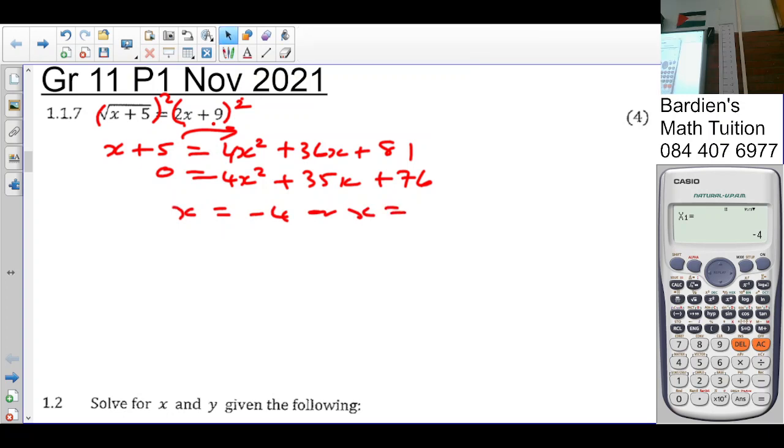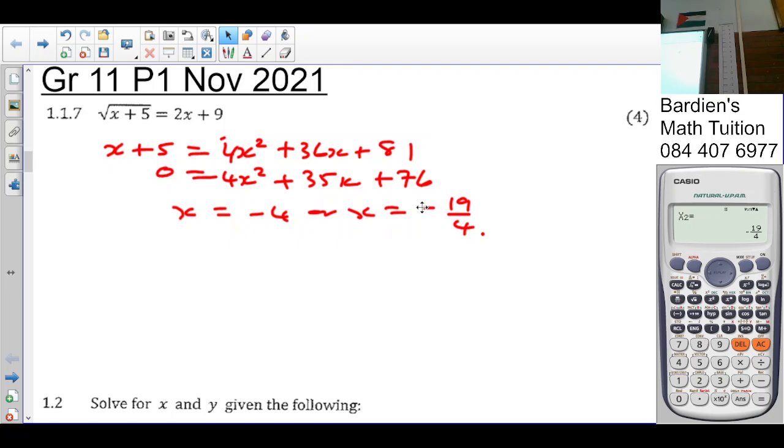Do we need to show the substitution into the quadratic formula at this point? No, we don't have to. The only point you need to show it is in question 1. Okay. Is that the end of the story? No. What must we do? Check. And learners often don't check. It costs them a mark.